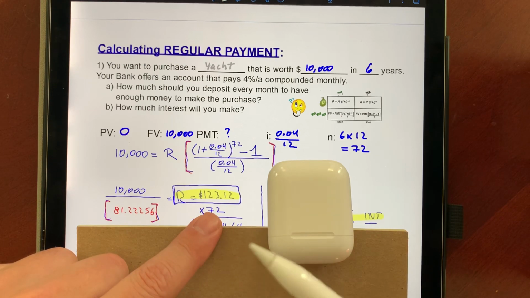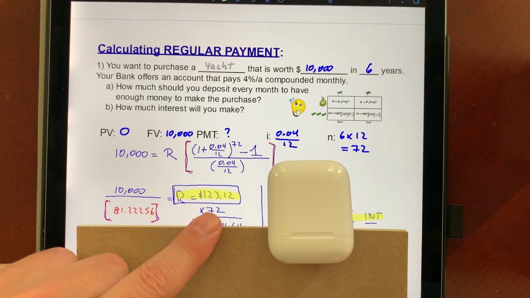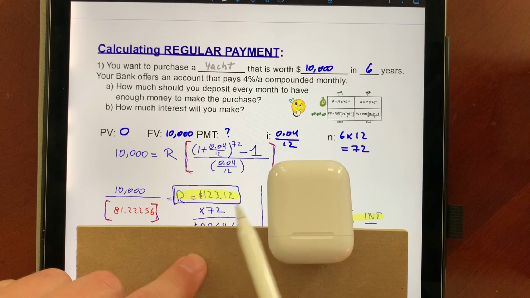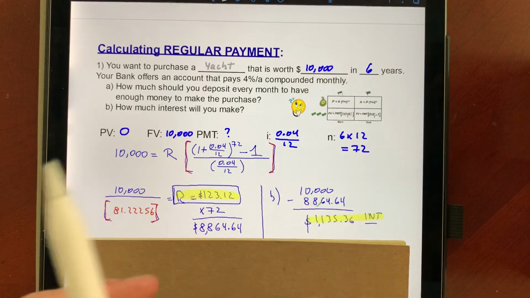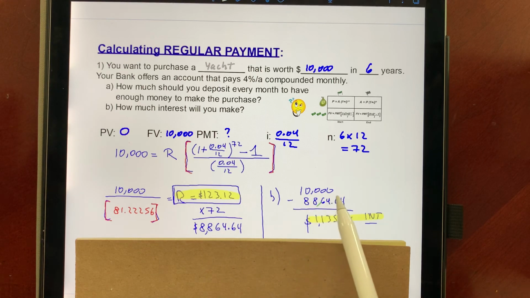But how much interest did I actually make? Well, how much did you pay in versus how much did you take out? We know we took out $10,000. How much money did we put in? We put in $123.12, 72 times. So we multiply that through and we get $8,864.64. That's how much money we put down. Okay, but how much interest did we make? I took out $10,000 and put down about $8,800, so the difference between those two is the interest. We're going to do 2 more examples. I'll go and start another video.